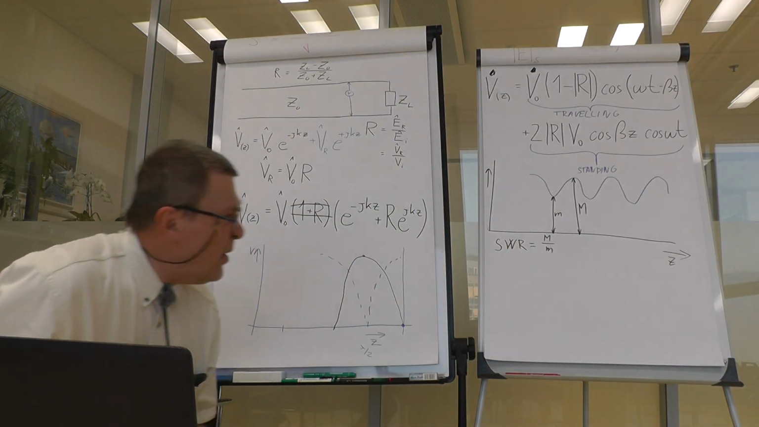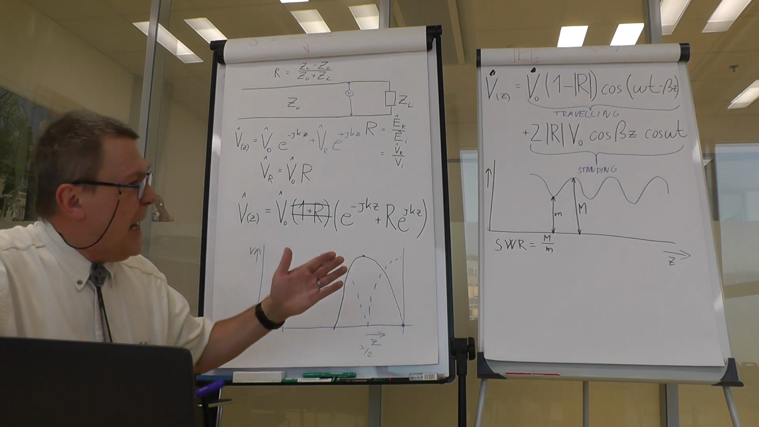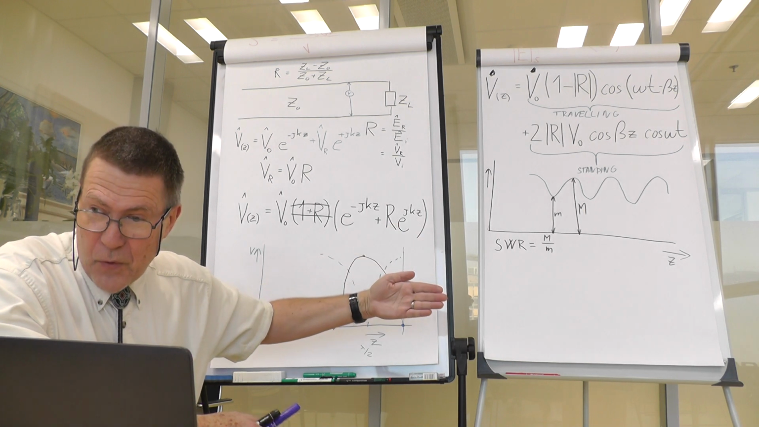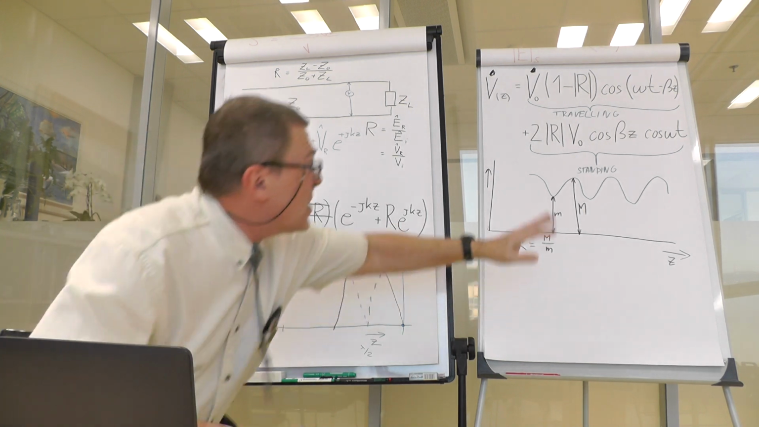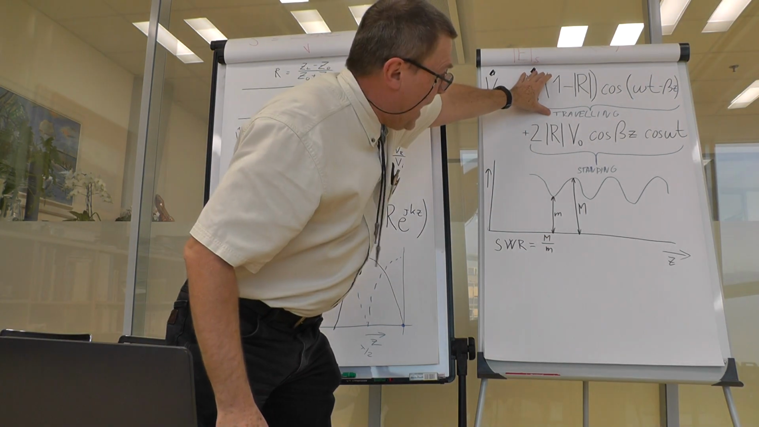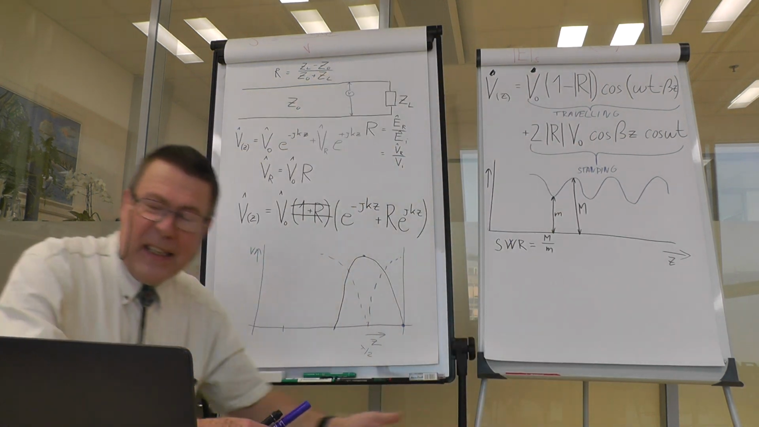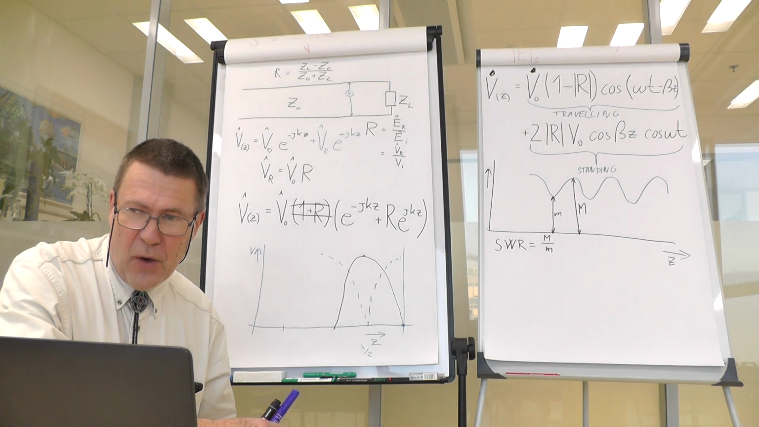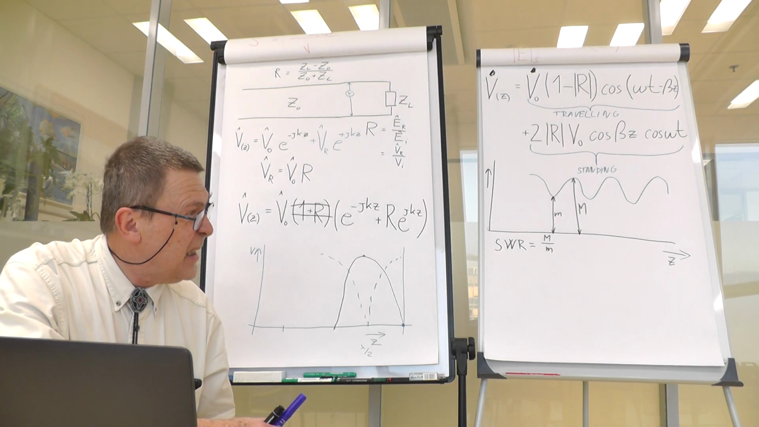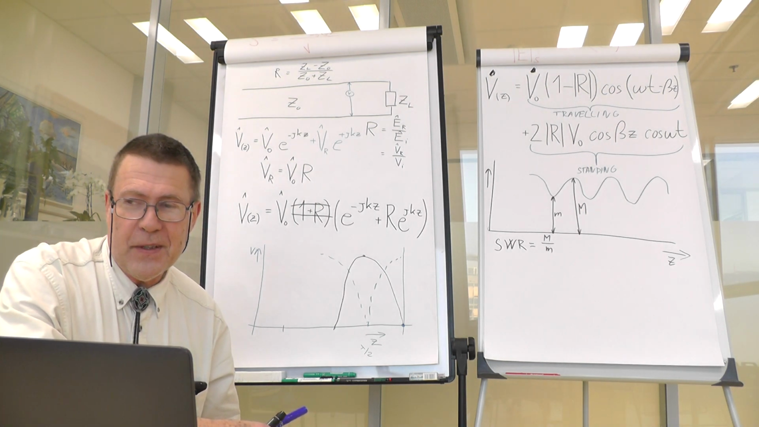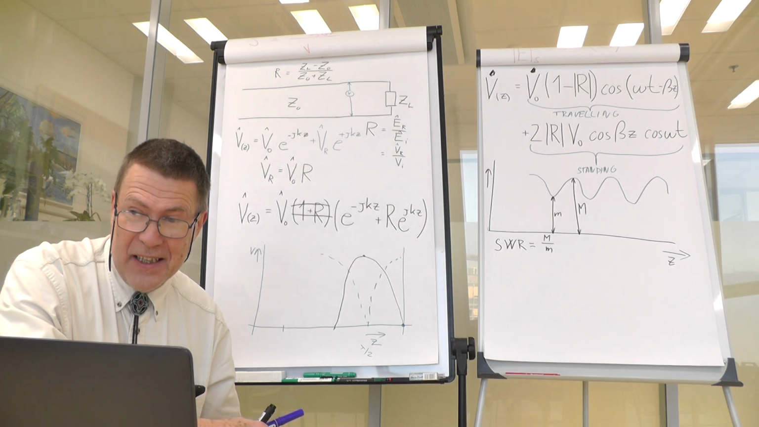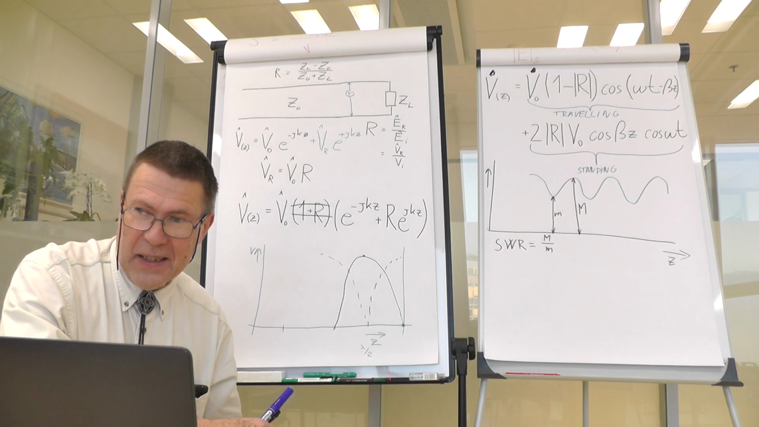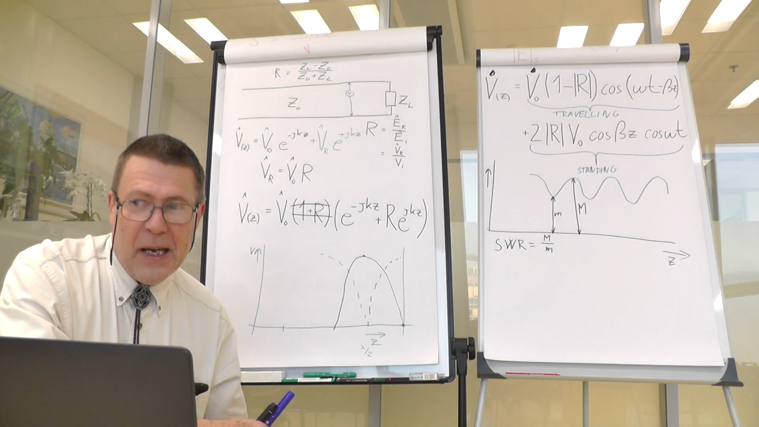So we can see that in the case of zero reflection at the end of the line, the maximum and minimum would be identical, because only this part of the equation would exist, and therefore the standing wave ratio at best could reach the value of 1. In other cases, when we have some reflection at the end, the standing wave ratio gets larger than 1, and that might be a problem.